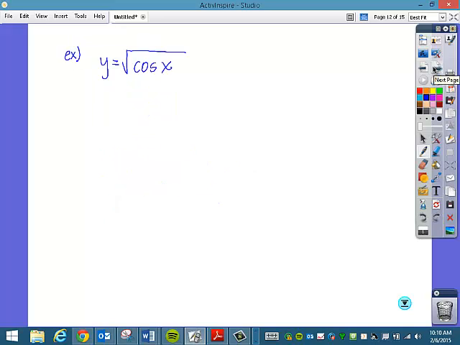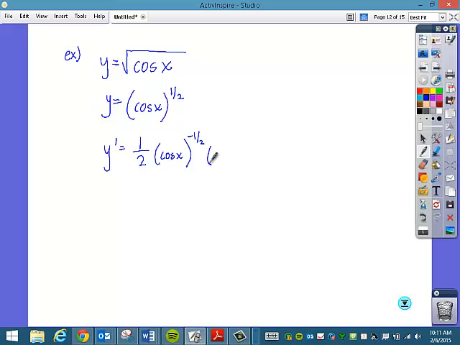Next one, y equals the square root of cosine of x. So first, you want to rewrite this as cosine x, all raised to the 1/2 power. So chain rule, take your exponent, pull it out front, keep your insides the same, subtract 1 from your exponent, 1/2 minus 1 is negative 1/2. Take the derivative of what's inside your parentheses, which is negative sine of x.